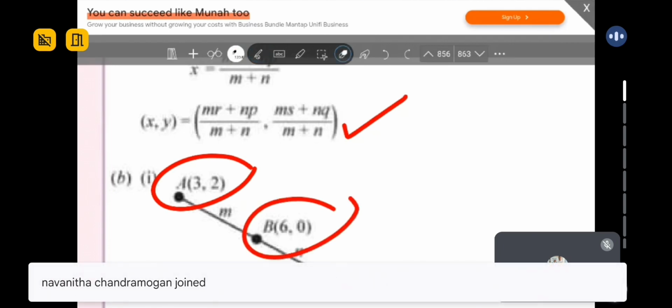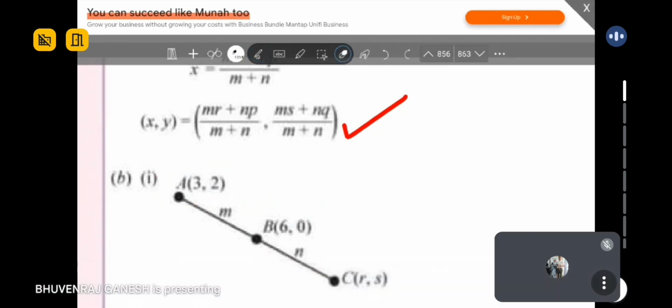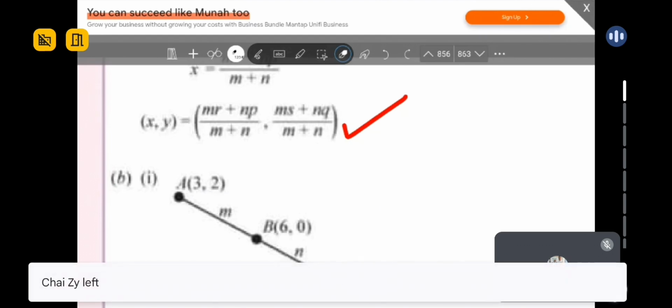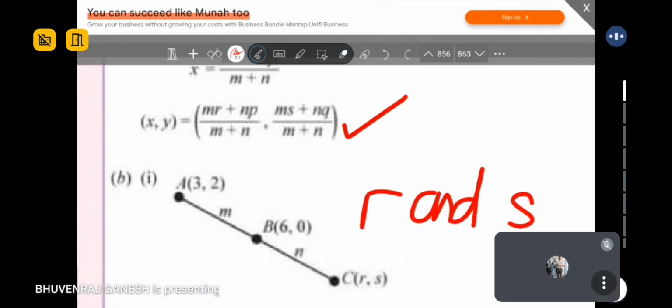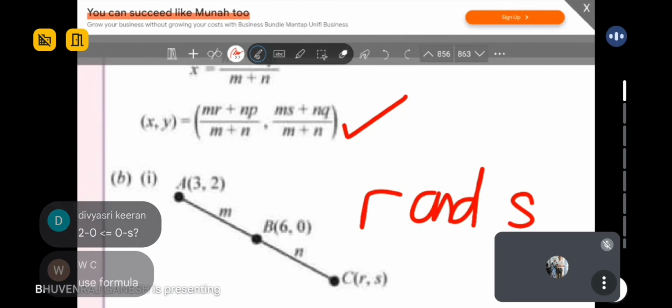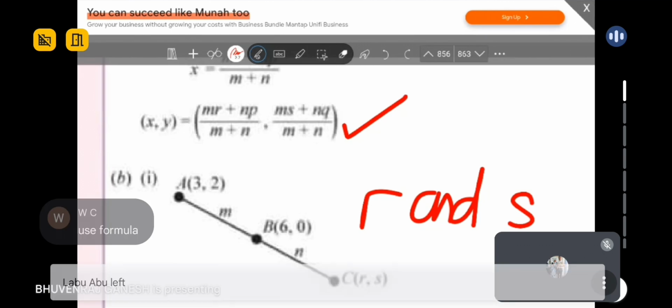Okay guys, so what is the concept? How do I find the julat untuk R dan S? Can anyone tell me? R and S, your range. How do you get it? Macam mana dapat julat dia? Yes, can? Okay, no problem. Yes, you can do that. Boleh.